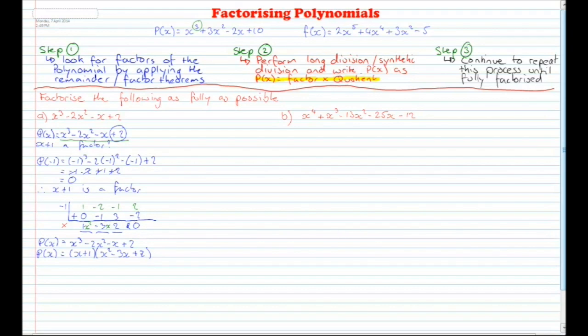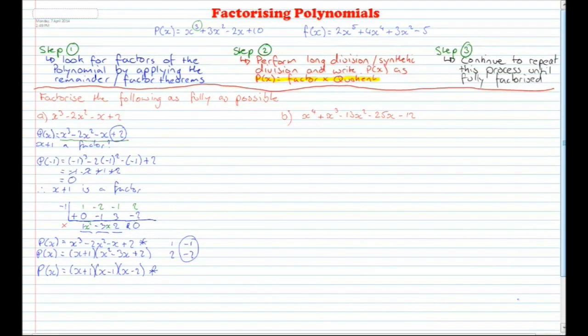So the factors of 2 that add to negative 3. Well, the factors of 2 are 1 and 2, and negative 1 and negative 2, and which ones add to negative 3? Well, it's negative 1 and negative 2. So you get p of x is equal to x plus 1, x minus 1, and x minus 2. So in its fully factorized form, p of x is equal to x plus 1, x minus 1, x minus 2. That is, this one here, fully factorized, is this here.